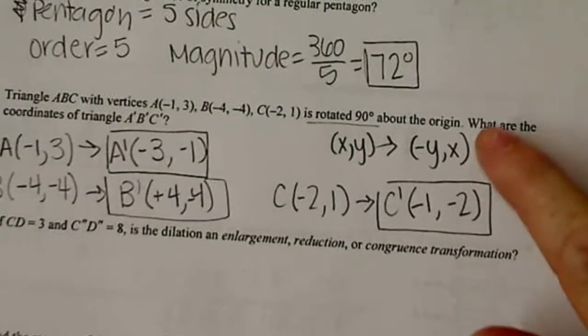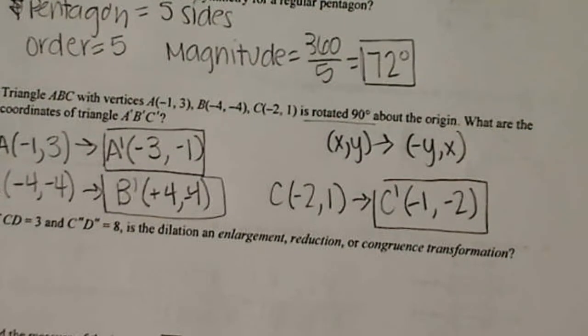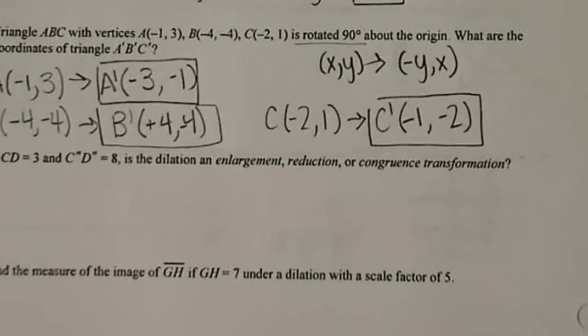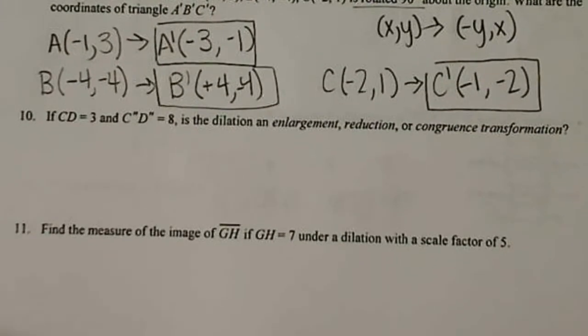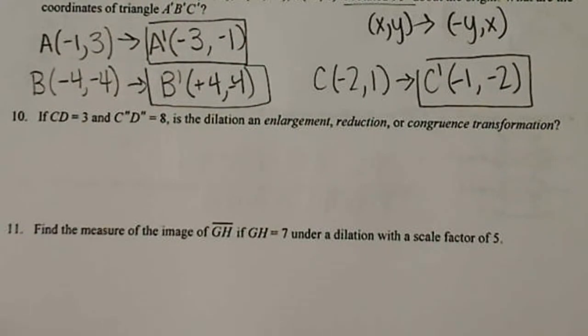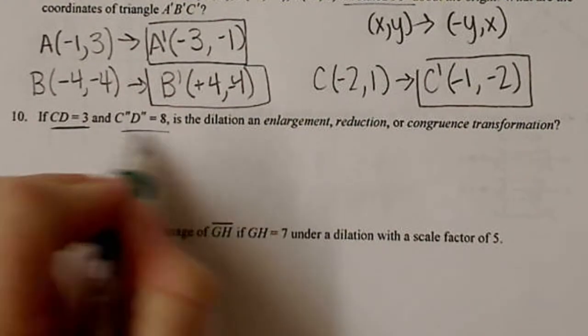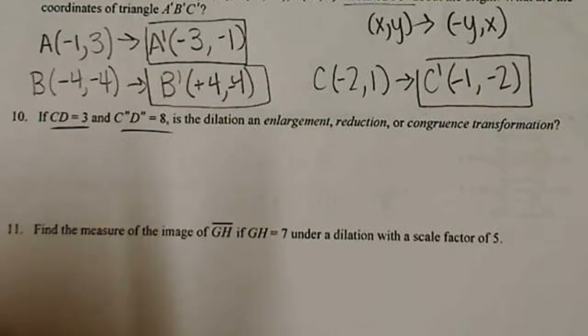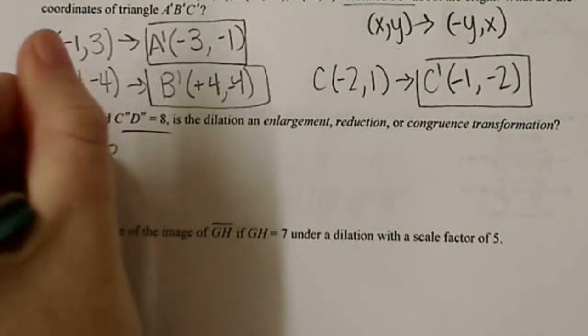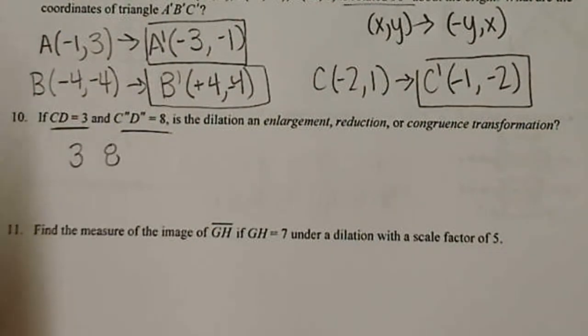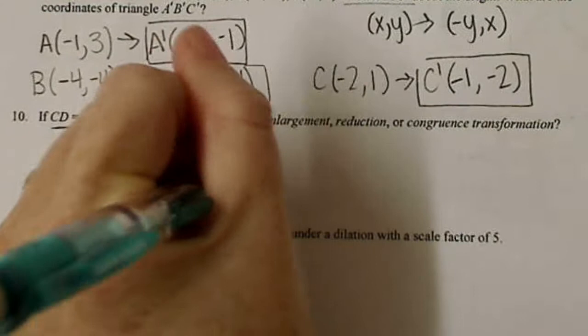These rules are really important to remember. You can always graph it to double check, but you could also memorize them. Okay, so here's my original image, 3, and here is my dilation, 8. So what I want to know is 3 greater than or less than 8? It's less than, so it got larger, so we call that an enlargement.